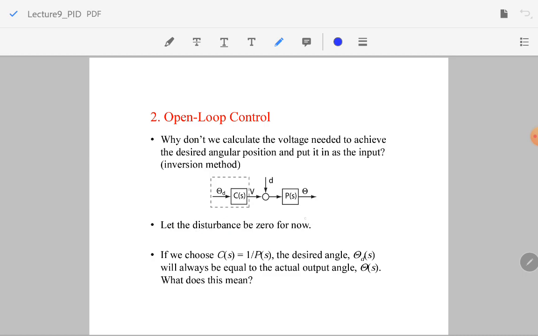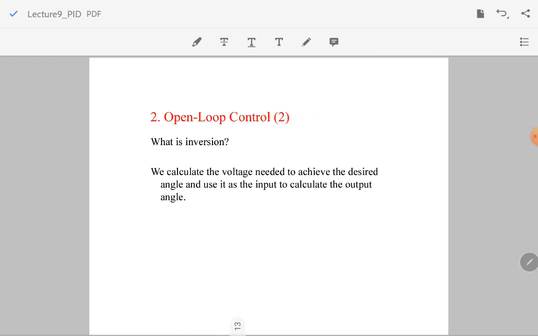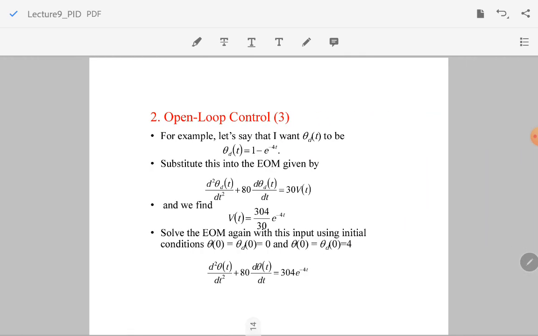People actually thought about this, and they said, why don't we make the compensator exactly 1 over the plant? We know the plant, don't we? Maybe. So why don't we make C to be 1 over P? In that case, shouldn't theta d be the same as theta? So what does that mean in time domain? This technique is called inversion. In time domain, what we're doing is we calculate the voltage needed to achieve the desired angle and use it as an input to calculate the output angle. Did you get that?